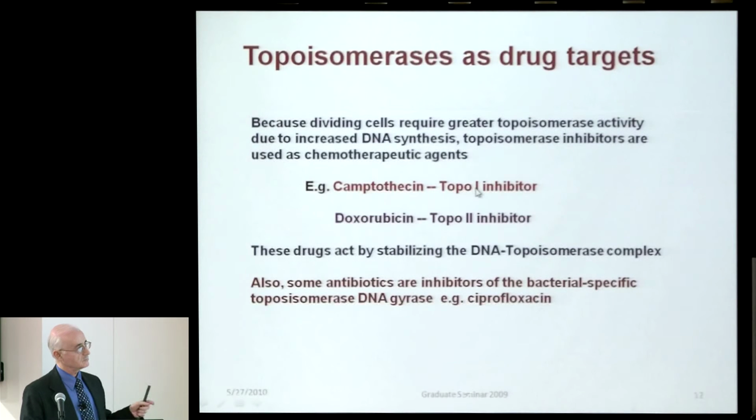Camptothecin, or in British English, camptothecin, so it doesn't matter what it is. You can pronounce it the way that you want. It inhibits topoisomerase 1, and doxorubicin inhibits topoisomerase 2. Usually what they do is make a complex between DNA and topoisomerase, stabilizing that complex, so DNA cannot be cleaved, and that's the reason it cannot replicate.